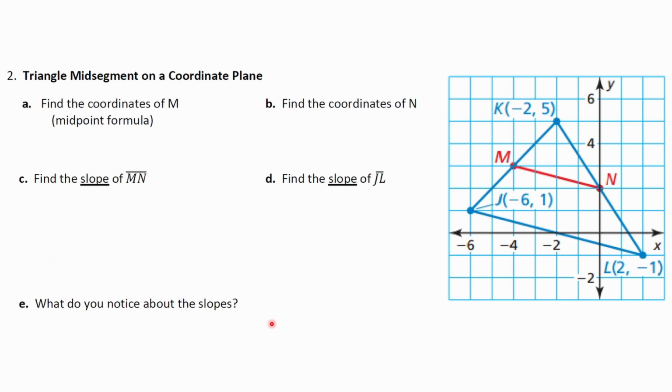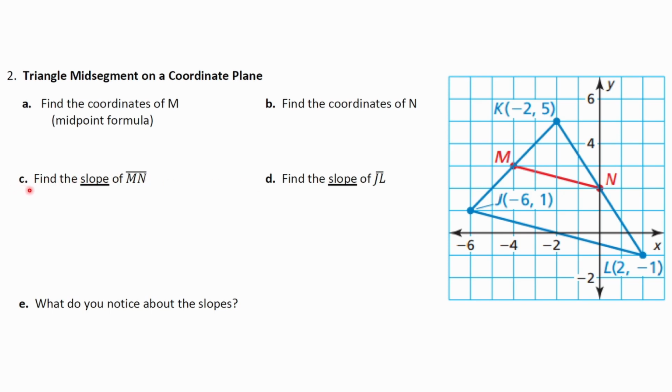Here we're going to look at some of the things that are interesting about these mid-segments. I want you to go through each of these steps, A, B, C, D, and E. It is important to do them in order because they build along the way. The first one, using ideally the midpoint formula to get the point M. Same thing for part B, but this time you're going to look at point N.